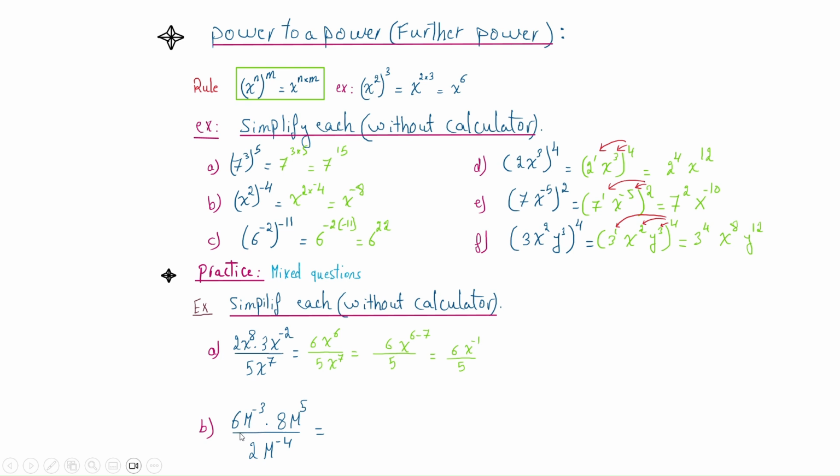Part B. We see clearly that we have coefficients, so we're going to start by multiplying 6 times 8, which is 48. We're going to add the exponents on the upper side. We're going to end up with 48m to the power of 2 over 2m to the power of negative 4. Simplify: 2 minus negative 4 is equal to 6, to get 24m to the power of 6.